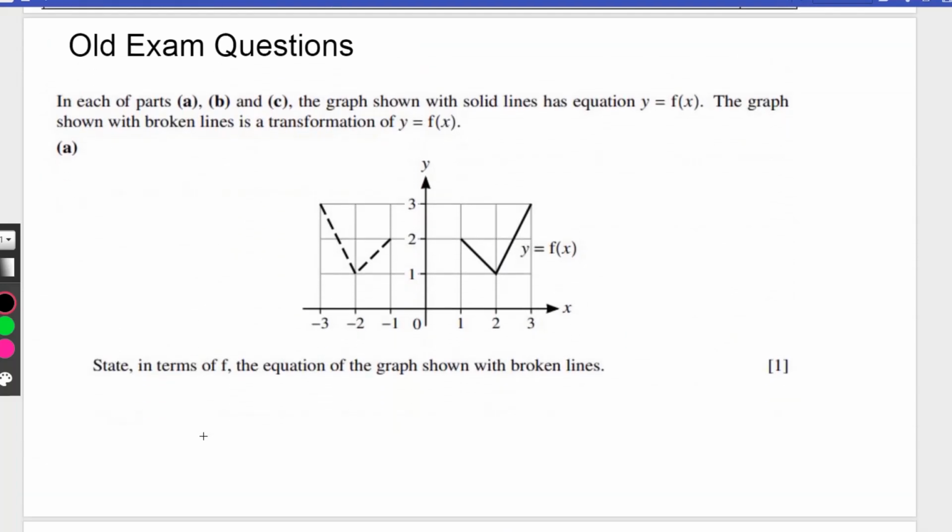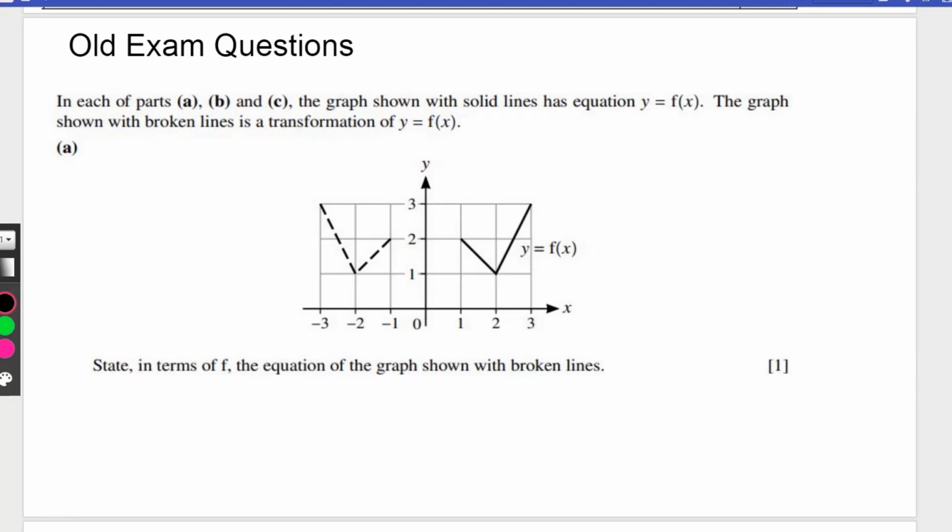All right, one last one. Here, we've got this solid one, and then we've turned it into the dotted one. State in terms of f what's happened. All right, so pause it and tell me if you think, well, you know what happened. Okay, hopefully you did that. So take a look.